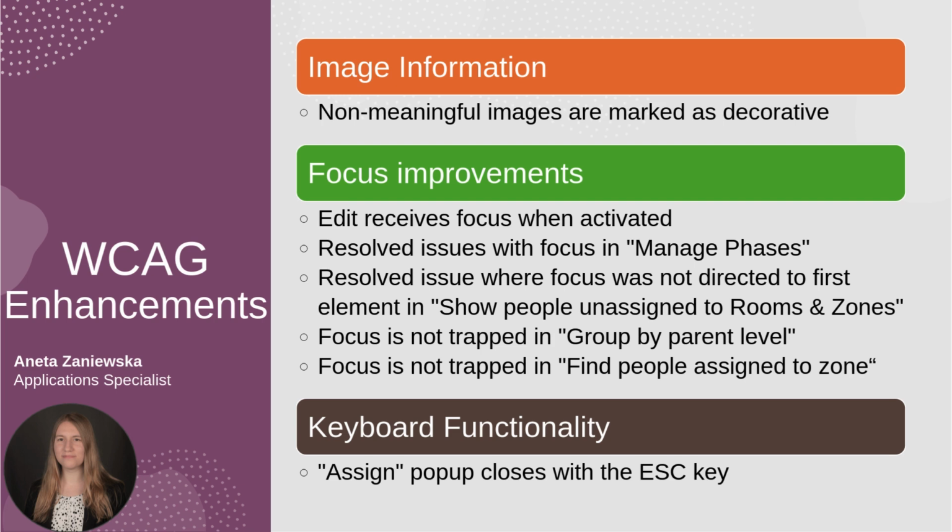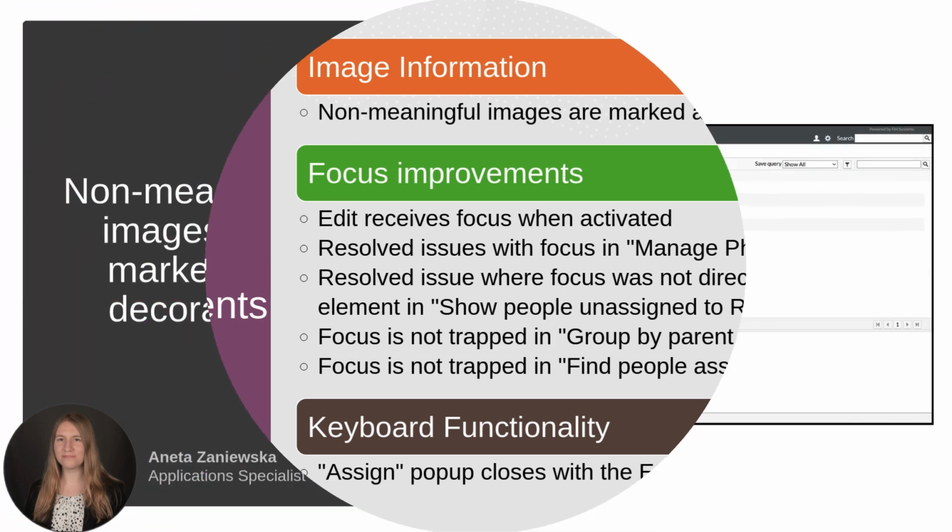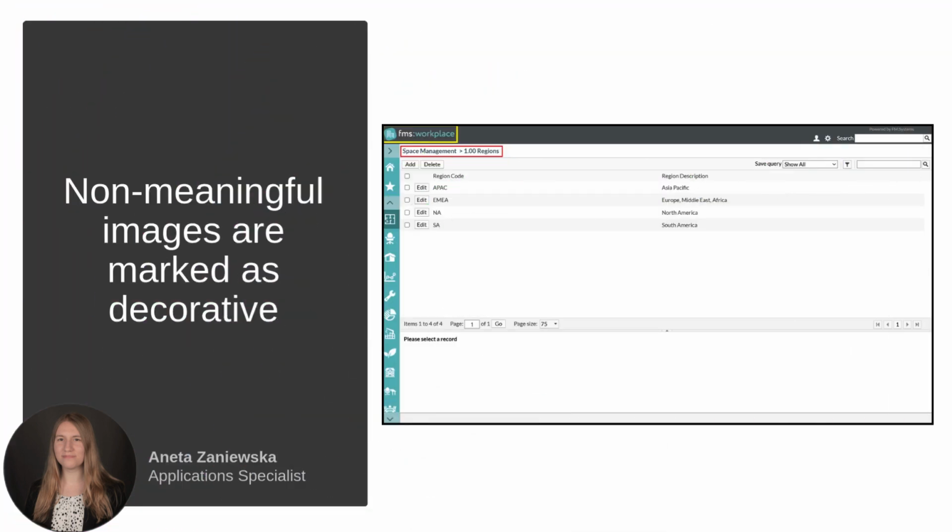Aside from the new CAPTCHA feature and regular security updates, version 2024.3.1 includes some enhancements to the web content accessibility guidelines related to content focus and images. Non-meaningful images are now marked as decorative, which means that these images will be ignored by screen readers. For example, when navigating through this page, the screen reader reads the FMS Workplace logo that links to the home screen as home, but the text Space Management 1.00 regions is ignored.